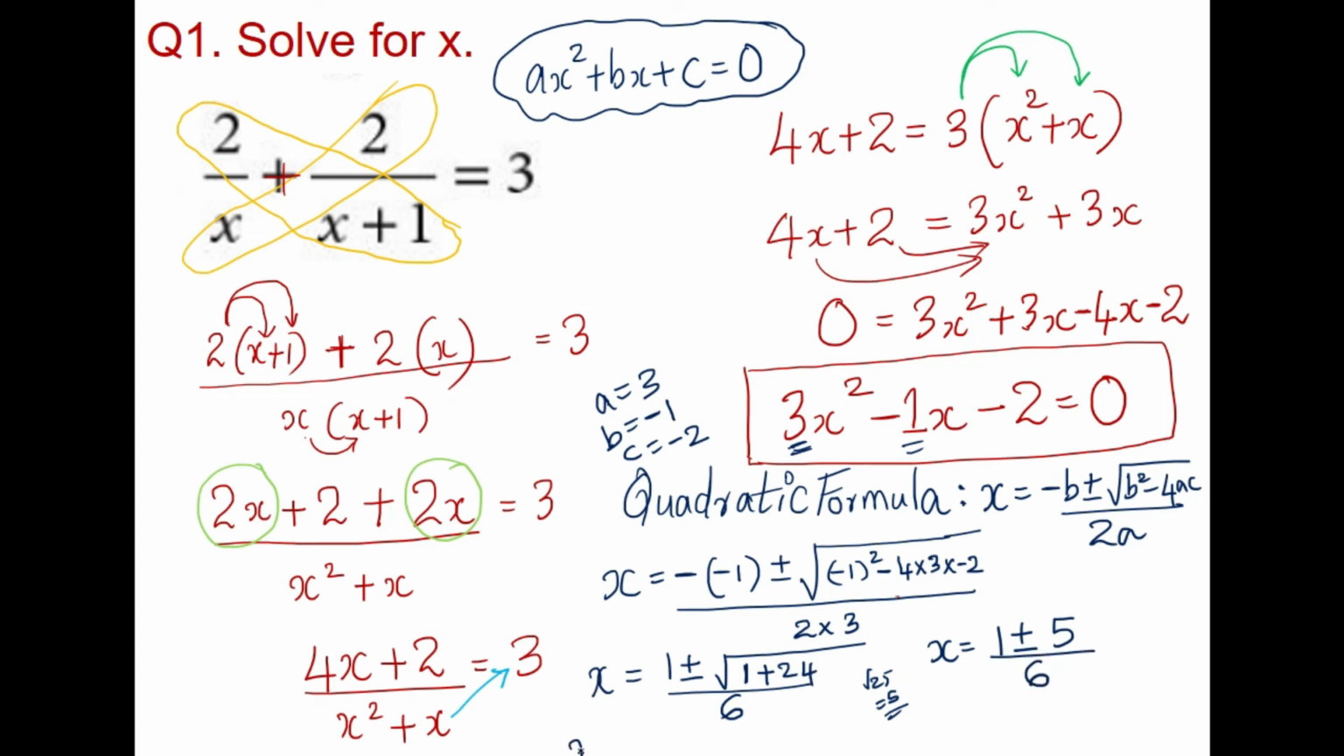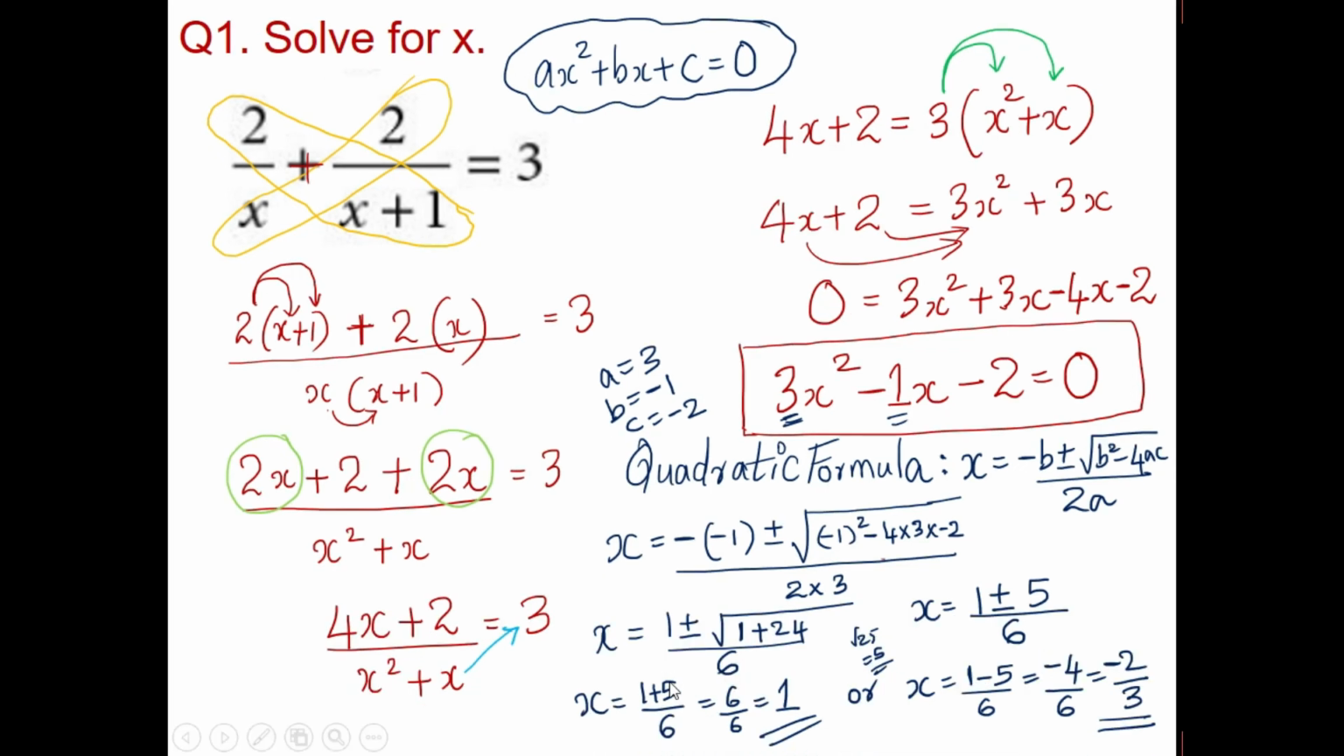So my x can take the value 1 plus 5 over 6, which is going to be 6 over 6, giving me 1. Or my x can be 1 minus 5 over 6, which is a negative 4 over 6, or it's a negative 2 over 3. So I have my two solutions to the value for x. x equals 1 or x equals negative 2 over 3 are the two solutions.